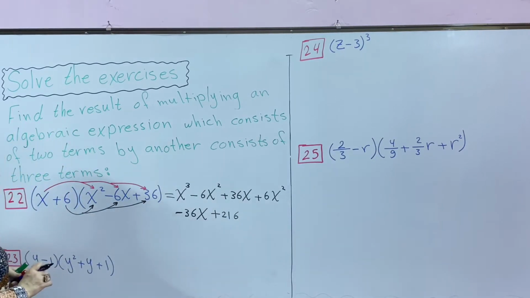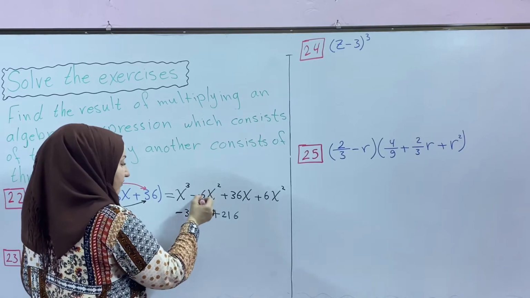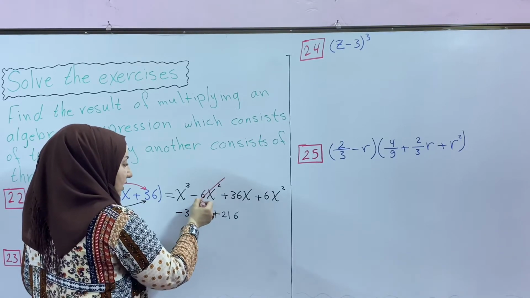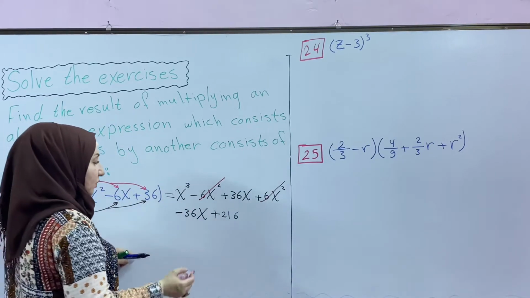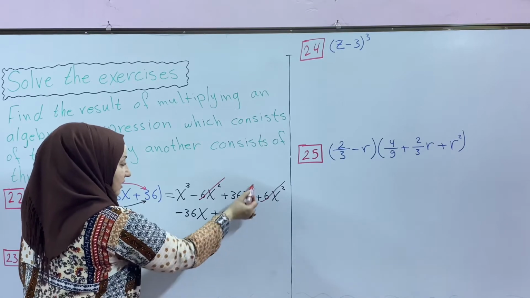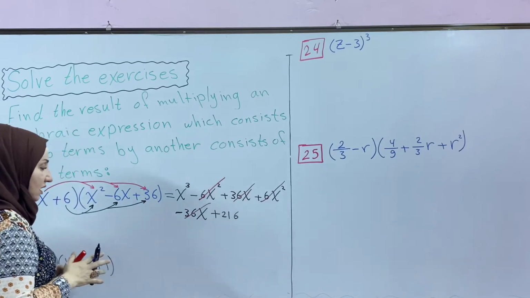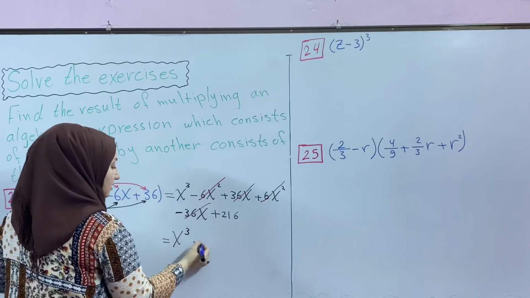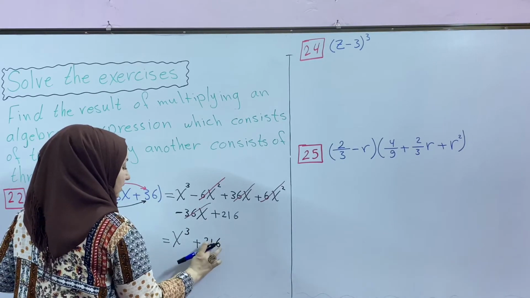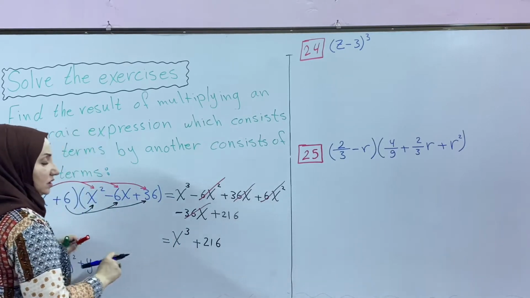And now we can simplify by taking the same terms. راح ناخذ الحدود المشابهة حتى نبسط. We see here we have negative 6x squared plus 6x squared, which will be 0. And also we have positive 36x minus 36x, also will be 0. So the result will be x cubic plus 216. So we see that the result is a sum of two cubes. الناتج مجموع مكعبين.